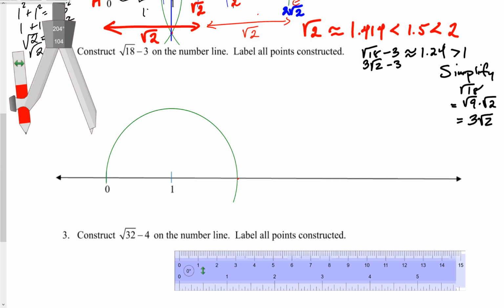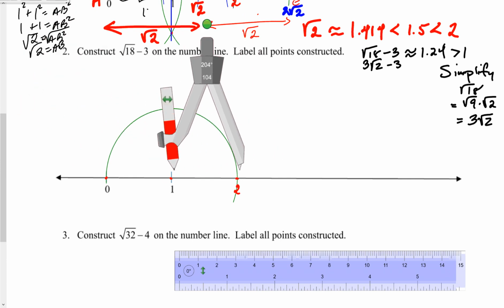Let's label. I have 0 here, 1 here, and then 2 here. We label as we go. That's one of the requirements of the constructions: label all points constructed. I constructed 2 by adjusting my compass from 0 to 1. Root 2 is about 1.4. Remember that? It's up here on the screen already. It's between 1 and 2 and a little less than 1.5, because 1.4 is less than 1.5.